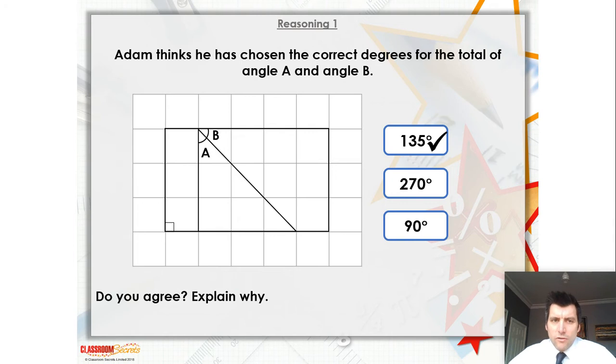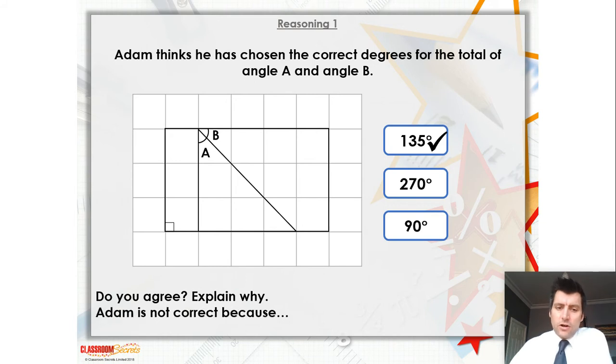What do you think? Do you agree with Adam? Is Adam a clever clogs or is Adam having a bit of a moment? What do you think? Lots of you looking through, lots of you thinking he's wrong.